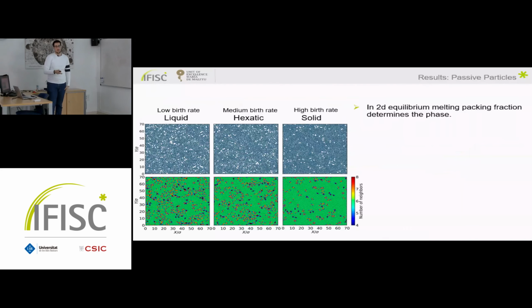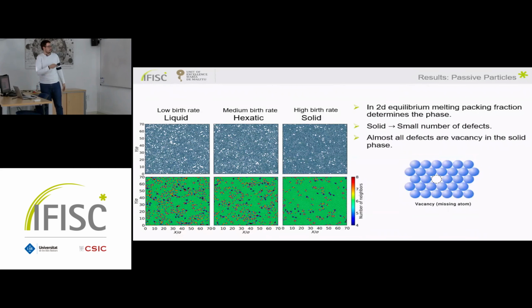Then another result that we obtain is that, depending on this birth rate, the number of particles is different, and for this, the phase is different. For a low birth rate, we obtain that the system is in a liquid phase, and if it is sufficiently larger, we are in the solid phase. This is different from equilibrium, where, in the case where we do not have demographic events and we choose the number of particles, the number of particles determines the phase, but in our case, the number of particles is determined by the rates.